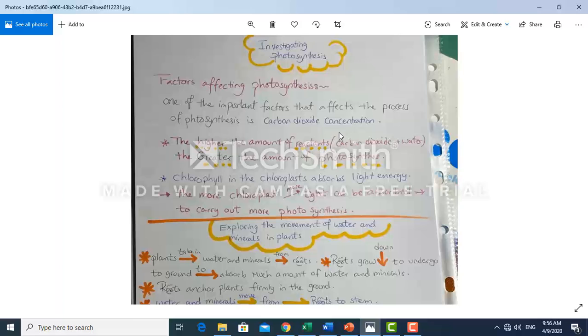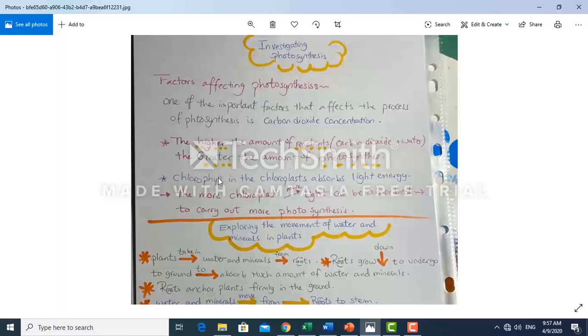That means as long as we have a high amount of carbon dioxide and water, I'm going to have a greater amount of photosynthesis. If it was the other way around, with less carbon dioxide and water, would I still have the same amount of photosynthesis? No, I would have a lesser amount of photosynthesis.